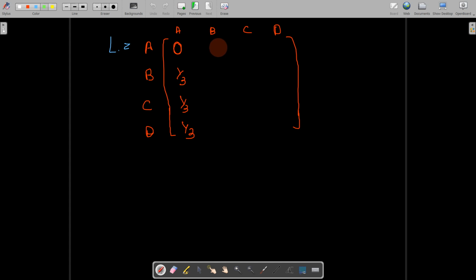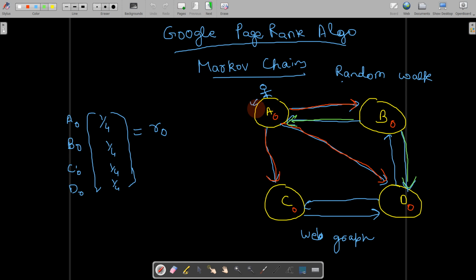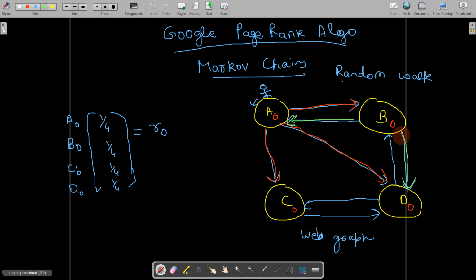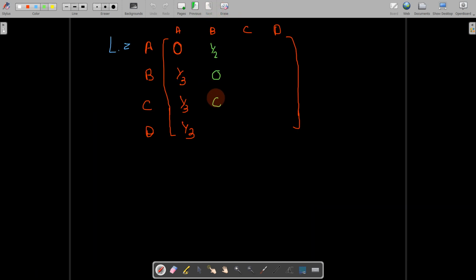B, it cannot move to A. It is moving to A, right? It is moving to A with half the probability. It cannot move to B. What about C? It is moving to C with 0 probability. And D, again half probability.